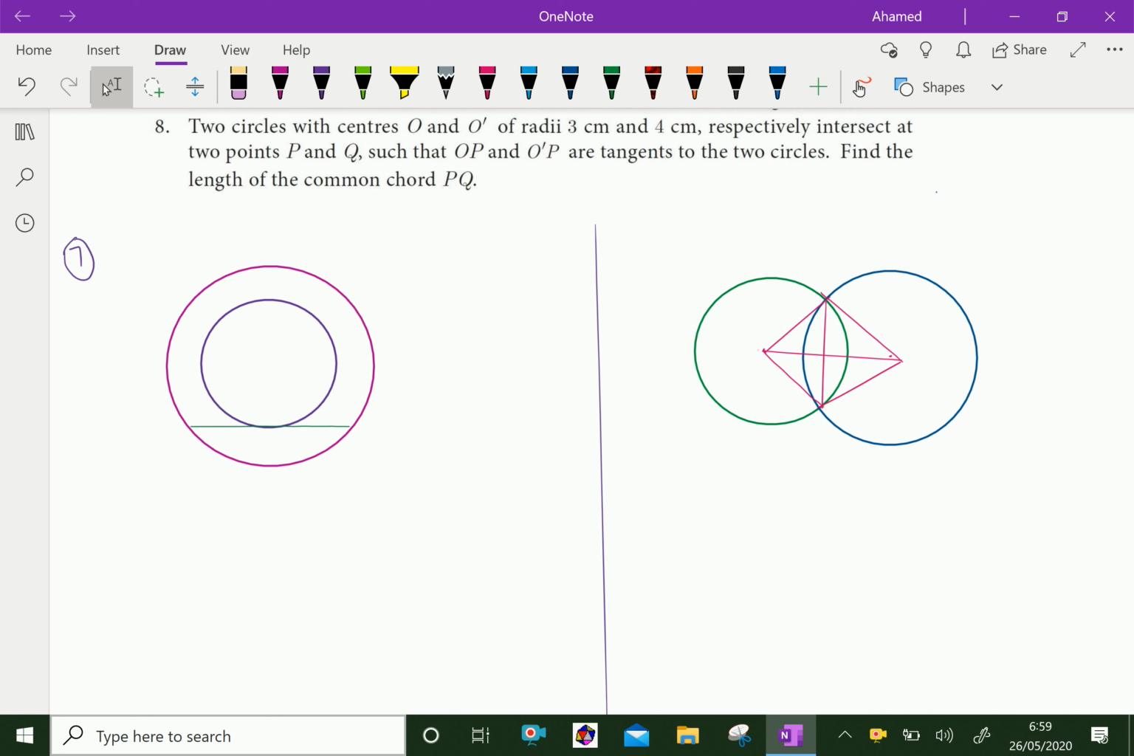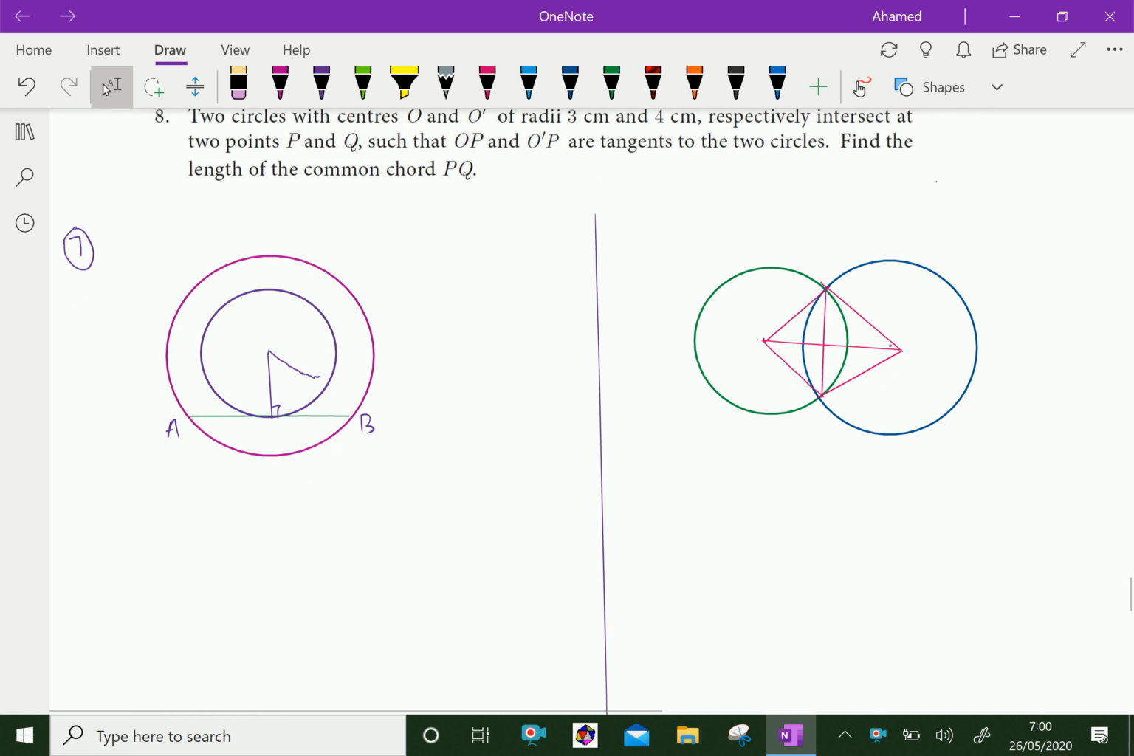Here AB is the chord of the larger circle, and we join the center of the concentric circles to the chord at the point of contact, which is perpendicular to the chord, and join the center and the point B. Now the center is O and the perpendicular point is C here.